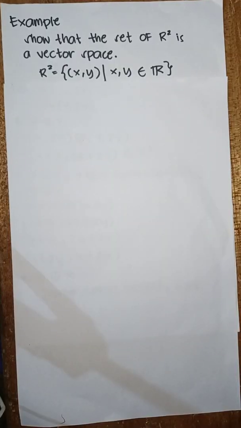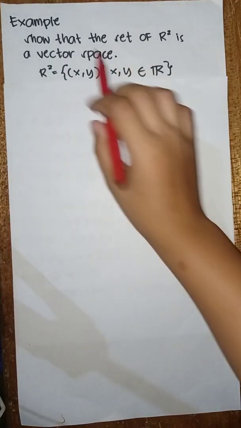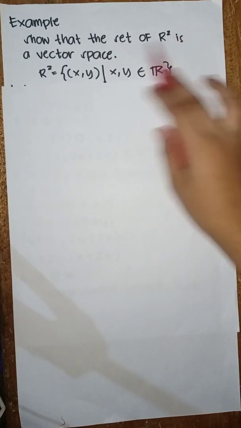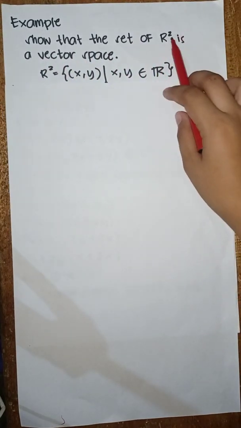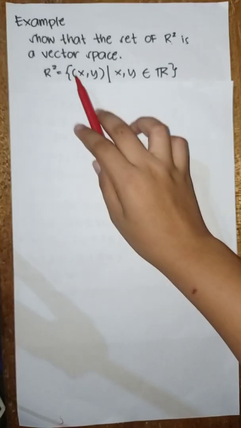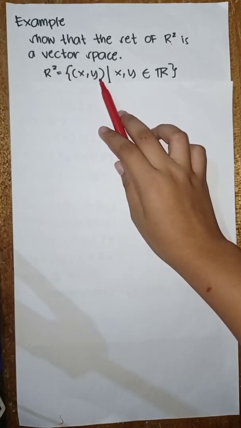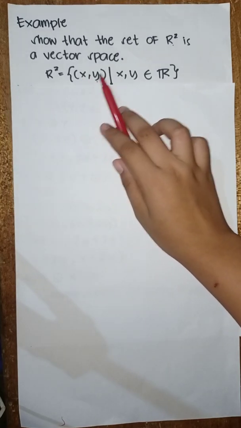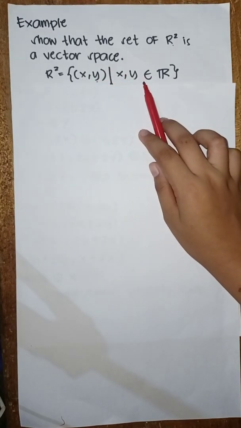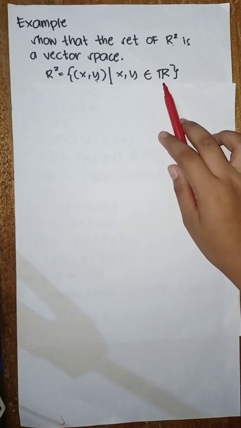For our example, we have to show that the set of R squared is a vector space. First, we must know what is R squared. So, R squared is the set that consists of ordered pairs X and Y such that X and Y are element of real numbers.